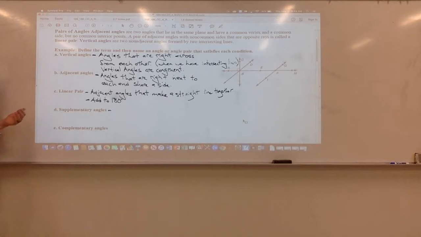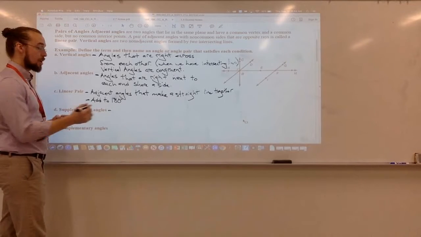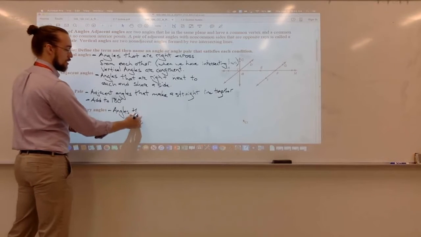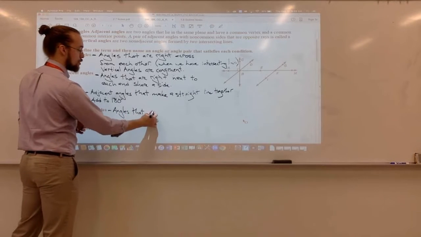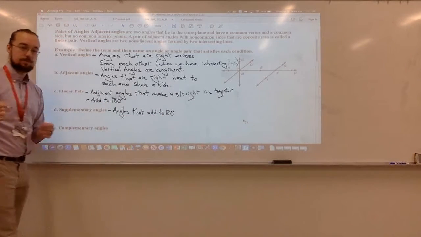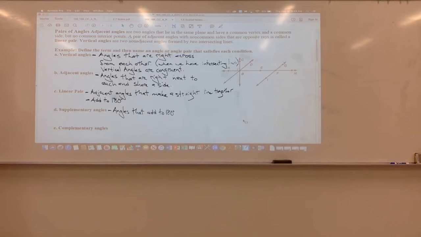Does anybody remember what supplementary angles are? Supplementary angles are angles that add to 180 degrees. Any pair of angles that add to 180. Is it like any angle, or does it have to be multiple angles?